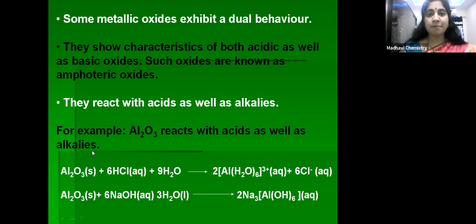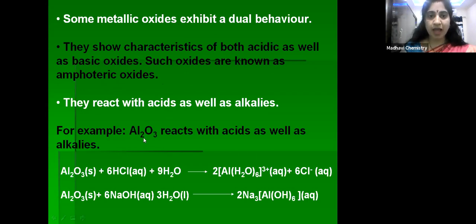Next, some metallic oxides exhibit dual behavior, which means they can behave as acidic as well as basic in nature. Such oxides are called amphoteric oxides. Okay, children, they show characteristics of both acidic as well as basic oxides. They can show acidic nature as well as basic nature. Such oxides are called amphoteric oxides.